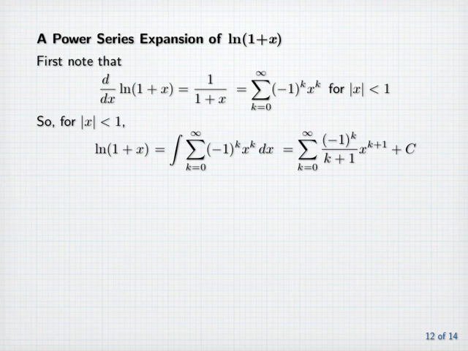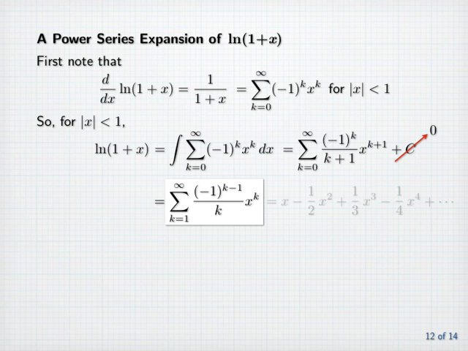The left side at x equals 0 is the natural log of 1, which is 0. Every term of the series here is equal to 0 when x is 0, and so the constant must be 0. So we have that for absolute value of x less than 1, the natural log of 1 plus x is equal to the sum from k equals 1 to infinity of minus 1 to the k minus 1 divided by k times x to the k, which equals x minus 1/2 x squared plus 1/3 x cubed minus 1/4 x to the 4th, and so on.